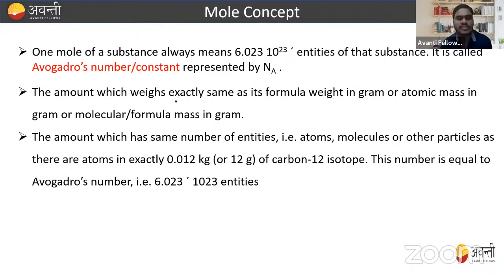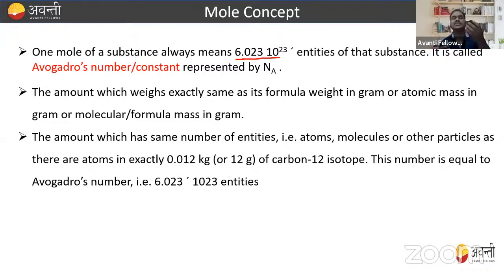So 1 mole of a substance always means 6.023 × 10^23 entities, whether it is an atom, particle, molecule, ion, or anything. It is also called the Avogadro number, or Avogadro constant, and is represented by Na. It means it is very clear what 1 mole is. 1 mole is nothing but this much of entity, and this much of entity is called the Avogadro number, or Avogadro constant.